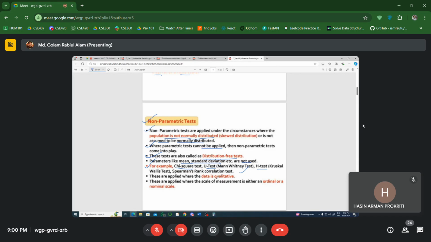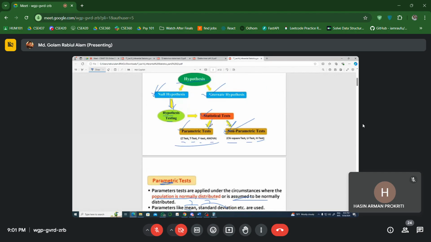Usually it is applied when data is qualitative. That means some ranking is given, or some linguistic variables are given, like excellent, good, very good. Those are qualitative values. These are applied when the scale of measurement is either ordinal or nominal scale. Ordinal is first, second, third, like this. Maybe outstanding is first, excellent is second, like this. So those are the non-parametric tests.